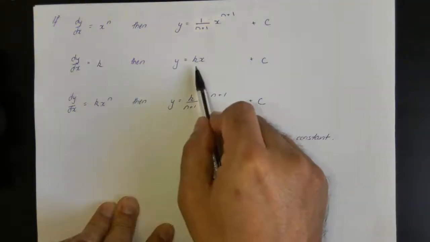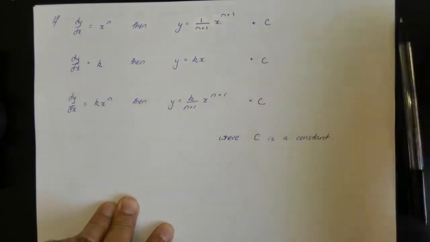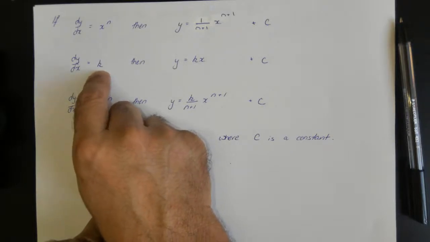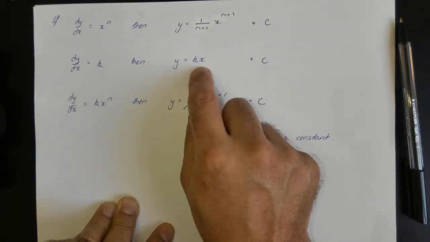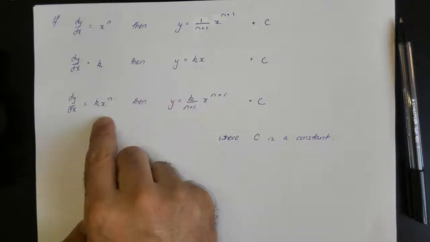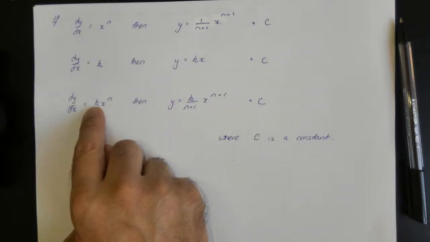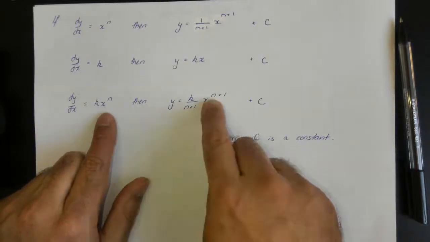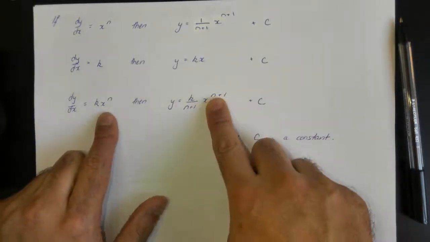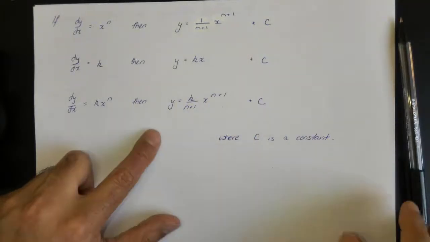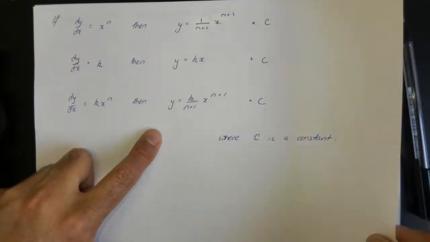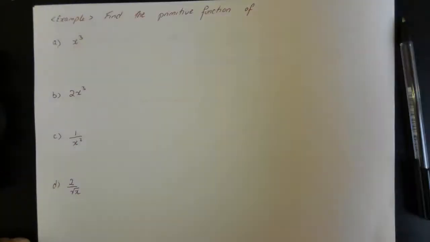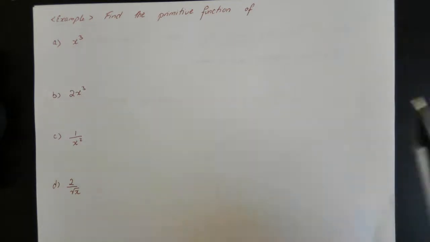If you just have a constant, the antiderivative of that is the constant with an x. If you have a constant times x to the n, you're going to divide that constant k by n plus 1, a higher power, multiplied by x to the n plus 1. Notice that we have the plus c, where c is that constant. We need a constant, because when you differentiate, that constant disappears, so we don't know where it is, so we need that constant to set it.